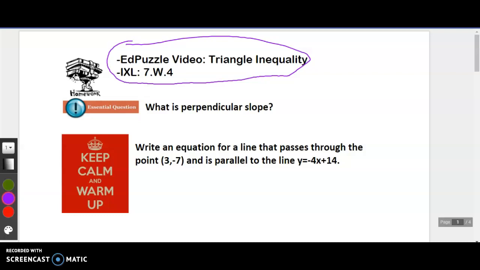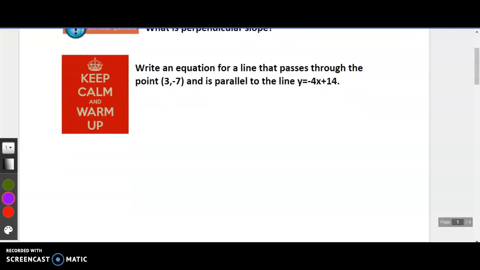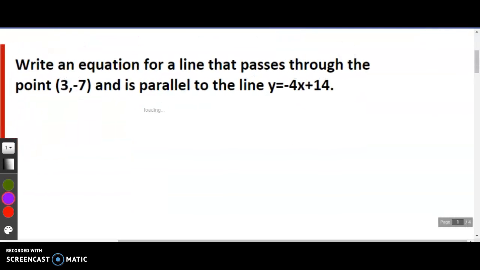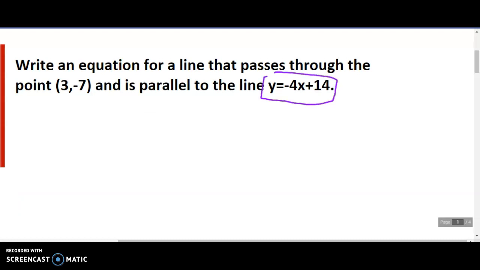So, as a warm-up, write an equation for a line that passes through the point (3, -7) and is parallel to the line y equals -4x plus 14. If you recall this type of question on your exam and when we did it last week, since we're parallel to this line, all we're going to do is steal the slope. So this has a slope of -4, and any line that's parallel to this also has a slope of -4. So I'm literally just going to rip the slope from that equation, and I'm going to use this point in order to find my y-intercept.